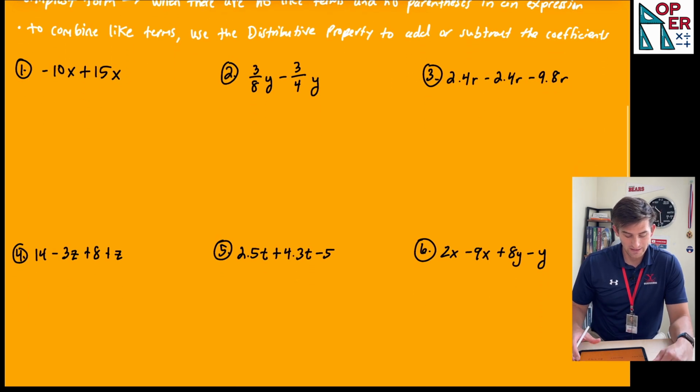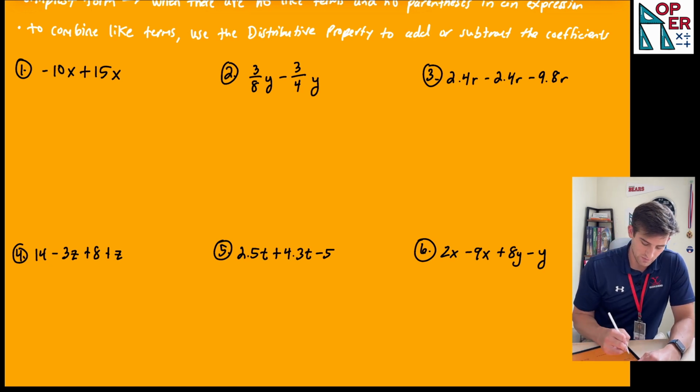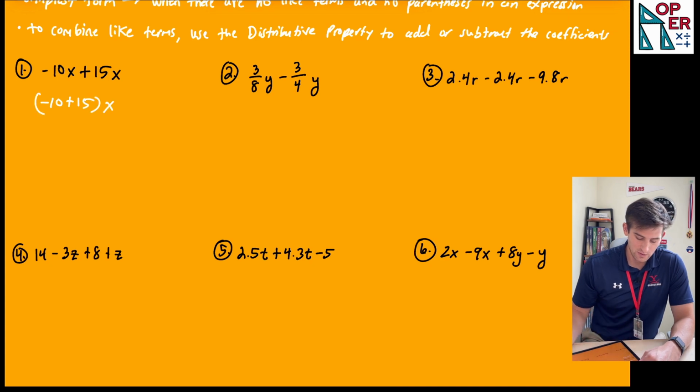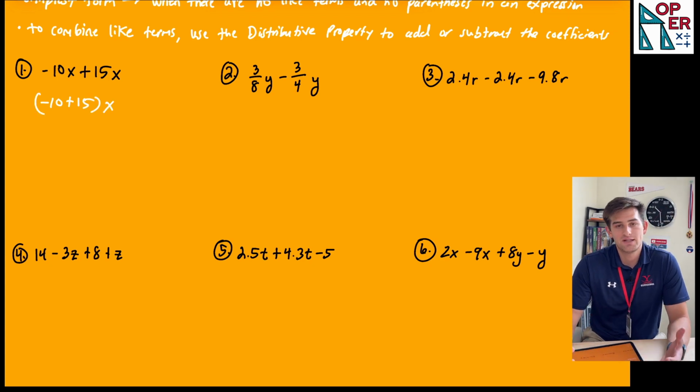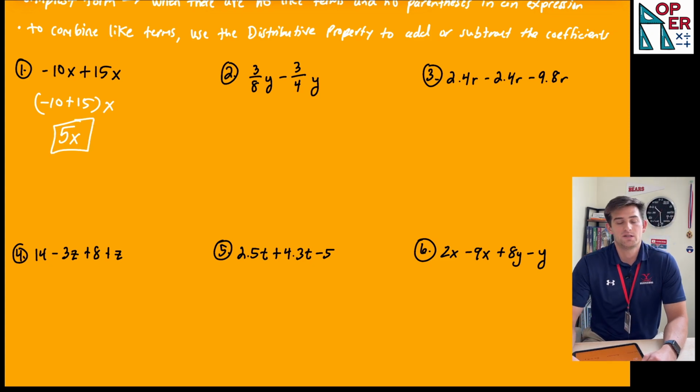All right, number 1, we have negative 10x plus 15x. So what it means by the distributive property is we could take negative 10 plus 15 like this, and we could tack on our x at the end because they have the same variable, right? They are like terms. So what is negative 10 plus 15? Well, that would be 5. And then we put our x right there. So negative 10x plus 15x would be 5x.